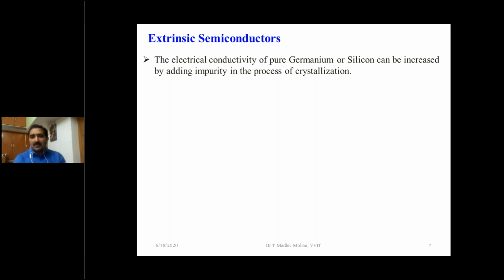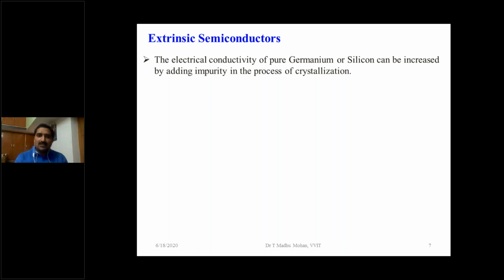In intrinsic semiconductor, the number of available electrons in the conduction band and the number of available holes in the valency band are equal, so the net current is equal. Here we want to increase the current. For increasing the current, we need to add some charge carriers. To increase the charge carriers, we are adding some impurities.